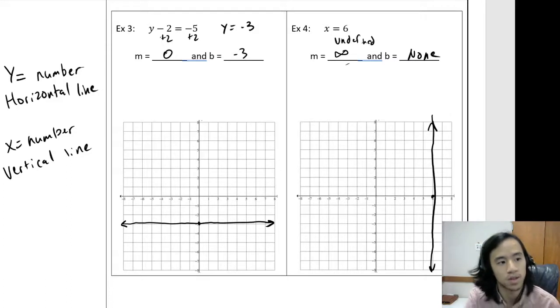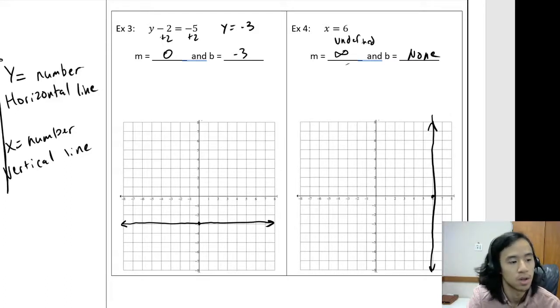So just remember this. Write this down for sure. If you have y equals a number, it's a horizontal line. If you have x equals a number, it's a vertical line.